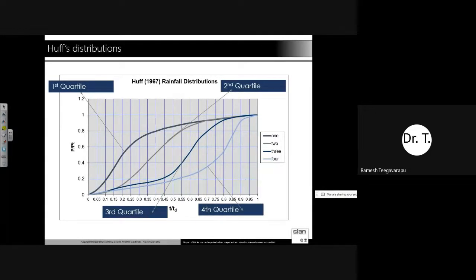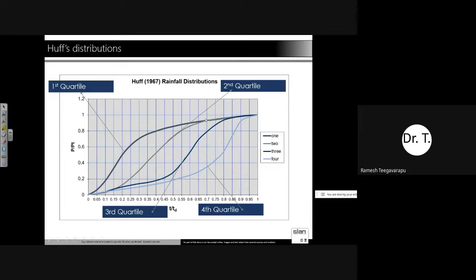I told you about dimensionless distributions. These were created by Huff in 1967, a long time back. Of course, we don't use them, but the idea is to develop non-dimensional distributions that can be used for design purposes. These were developed for Kentucky, Illinois, and Indiana, but again, the concept can be repeated for other states so that we can use these distributions. Now, the interesting thing is how these distributions are changing with respect to climate change and variability.